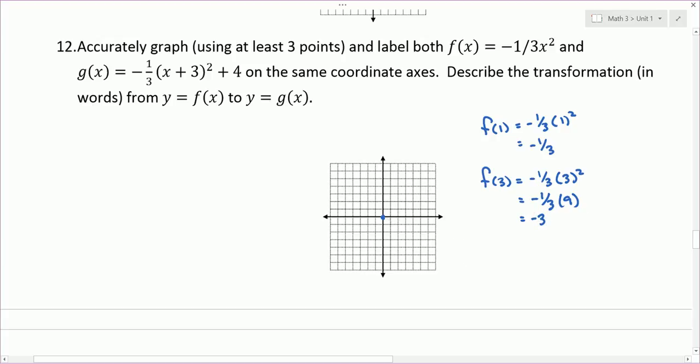So if I go right 3, negative 3, and that's the right-hand side, and because of symmetry we're going to have something at negative 3, negative 3 as well.